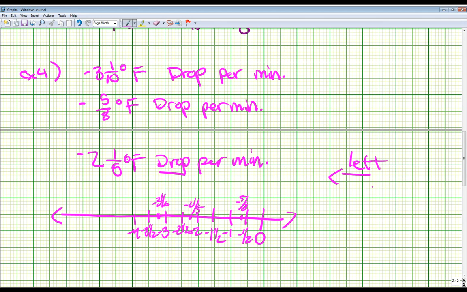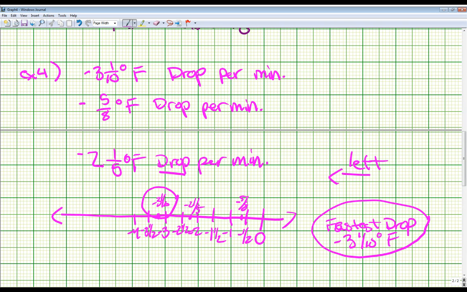So if we're looking for the farthest one to the left, we're going to be looking at this guy. That's going to be the one that's going to drop the fastest. So that's going to be the measurement. If we look at the chart on January 10th, the fastest drop, or the one farthest to the left, is negative 3 1/10 degree Fahrenheit. And that would be our final answer there. So you can pause the video and try the bottom on your own on page 263.